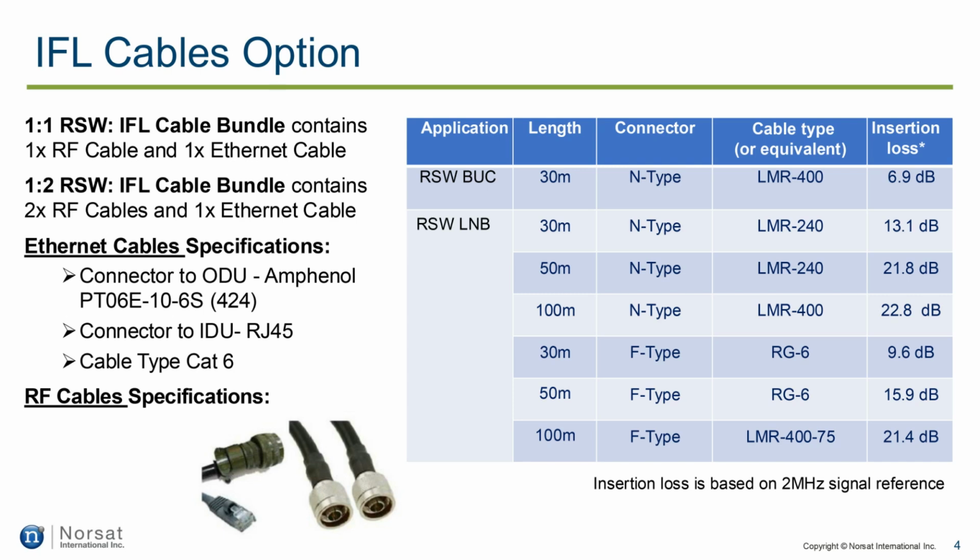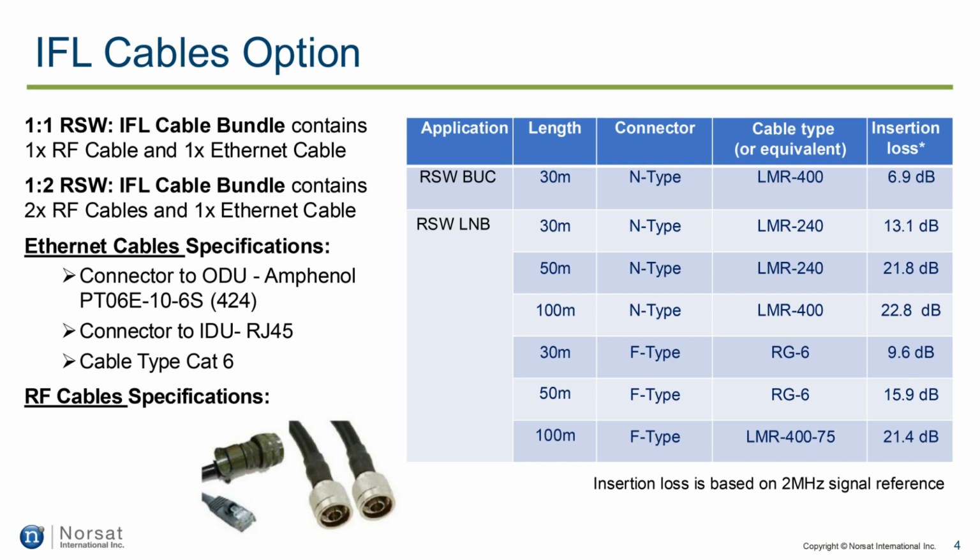Ethernet cable specifications are also important. The Ethernet cable uses an Amphenol PT06E10-6S 424 connector to connect to the outdoor unit, ODU. This connector is robust and ensures a secure connection. The other end of the Ethernet cable uses a standard RJ45 connector, which connects to the indoor unit, IDU. This is a common connector type for Ethernet networks. The Ethernet cable is Category 6, Cat6, which supports high-speed data transmission and is suitable for demanding communication applications.